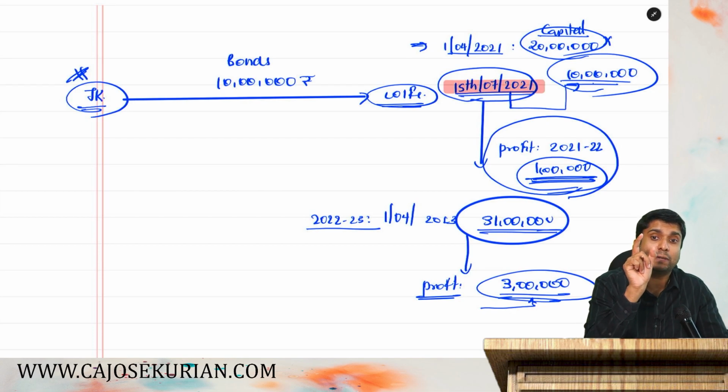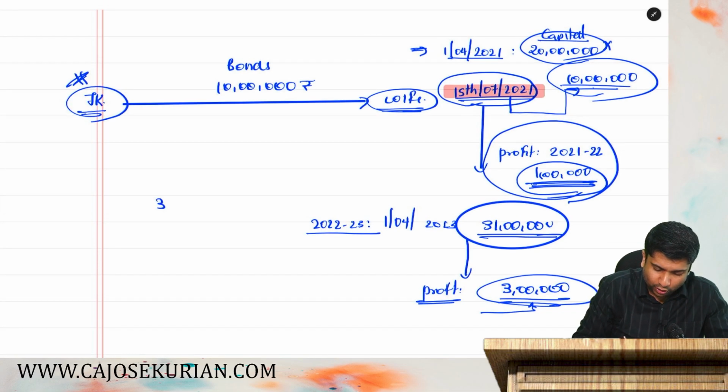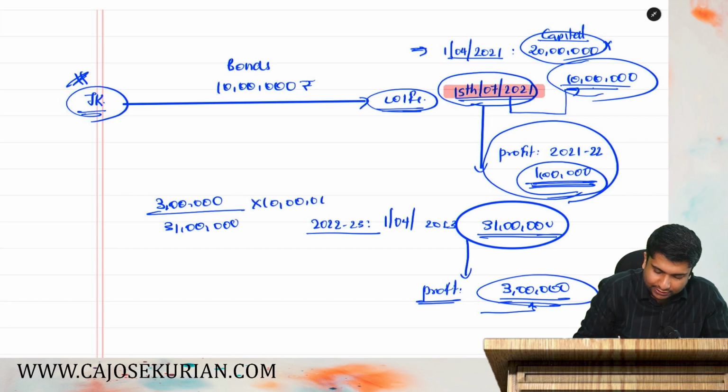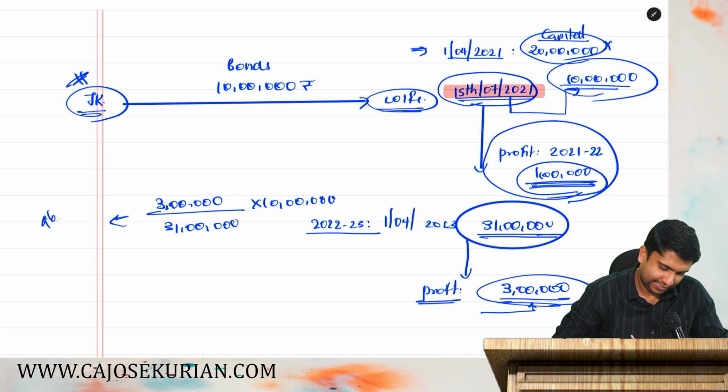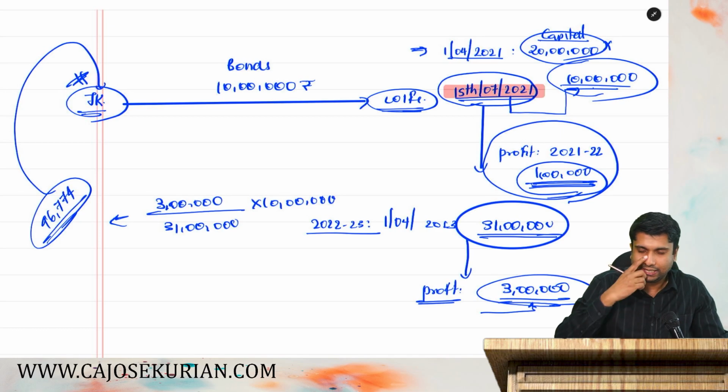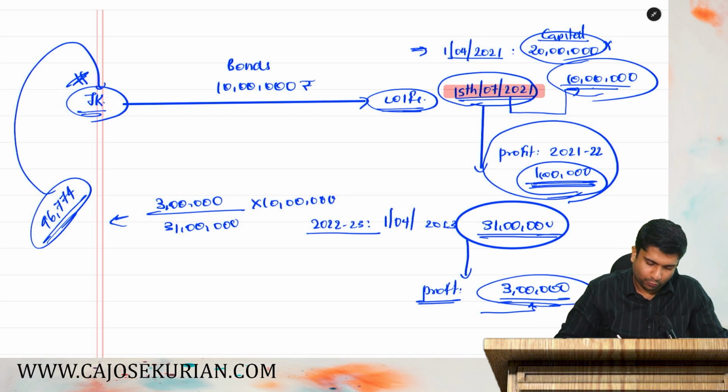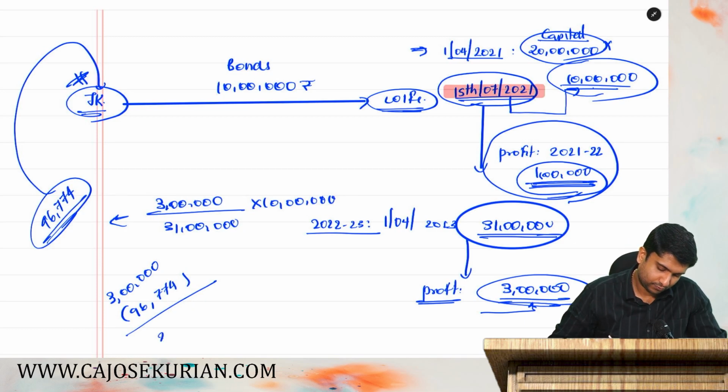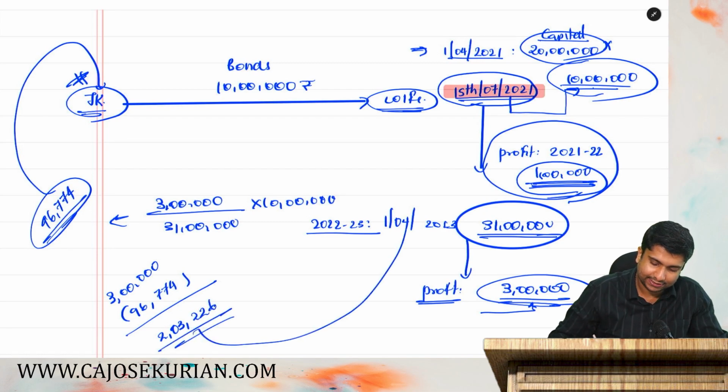How do you find out that proportion? Very simple. You take the total profit, that is 3 lakh. How much is your total capital? 31 lakh. How much is the transferred asset? 10 lakh. So how much is the figure coming? Just help me with the calculation. 96,774. This has to be clubbed in the hands of JK. How much is the remaining profit? Out of 3 lakh, you have transferred 96,774. And how much is the remaining profit? 2 lakh 3,226. This 3,226 has to be taxed in the hands of the wife itself.